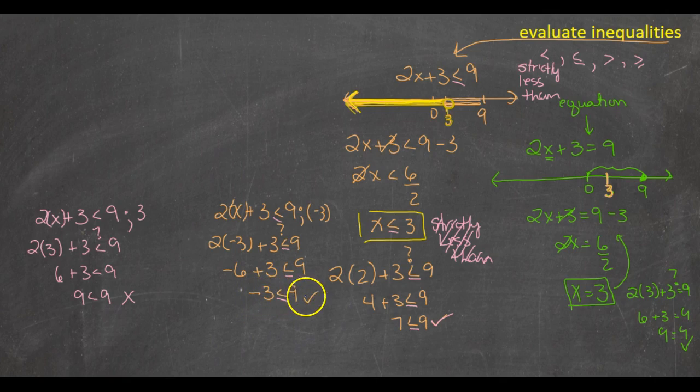-3 less than or equal to 9. It is definitely less than, so it's true. Let's do it over here. Less than or equal to. So when I plug in my value, I'm still looking for less than or equal to 9. 6 plus 3, less than or equal to 9. 9 less than or equal to 9. It's no longer not true because 9 equals 9, and that's part of what I want in the less than or equal to symbol. And so now that is a true statement, that is a solution.